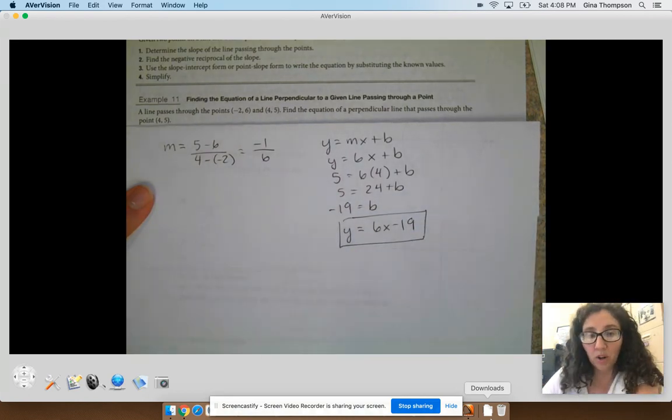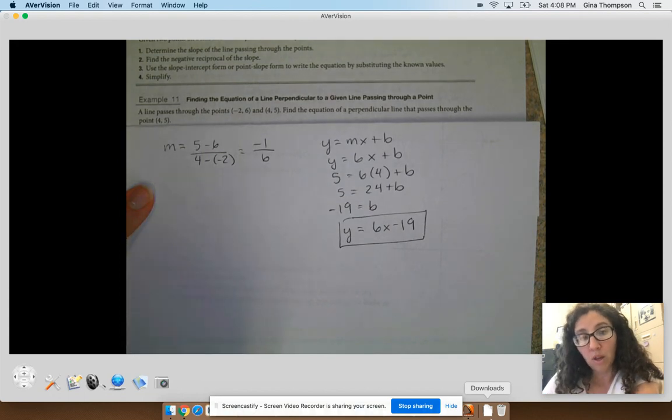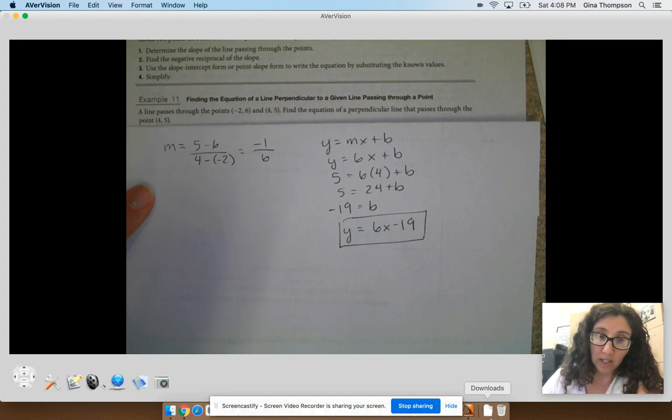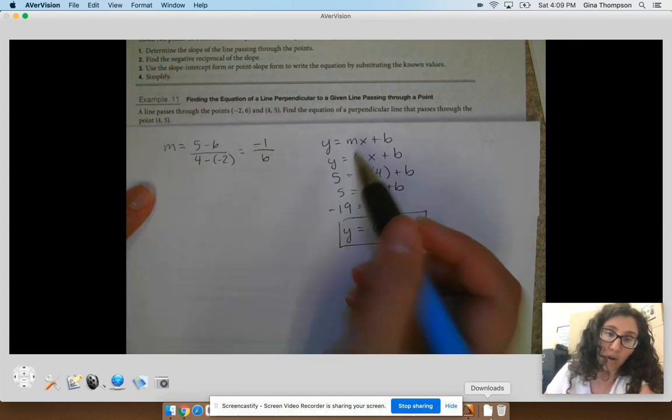So the two steps are, we have to find the slope, and then we have to find what b is. Before, finding the slope was easy. Here, it took a little bit more work.